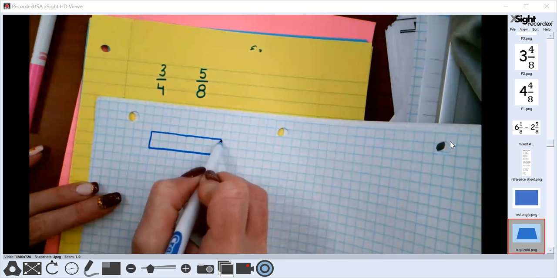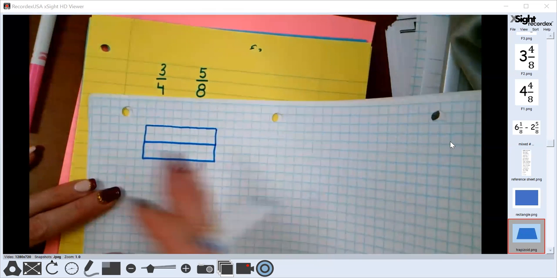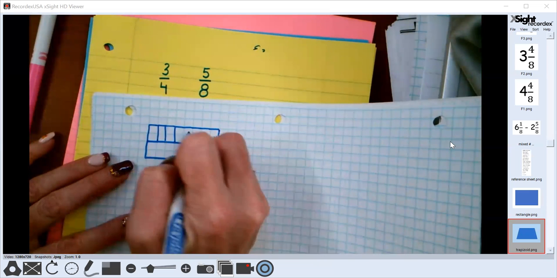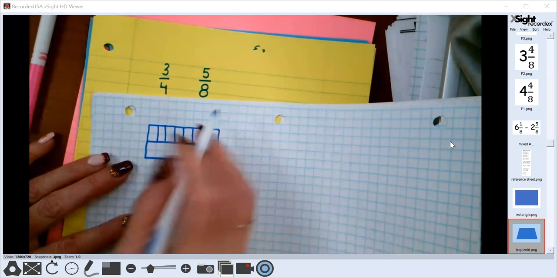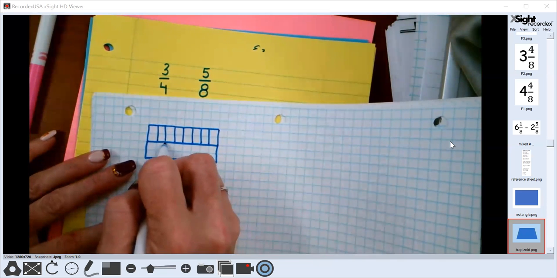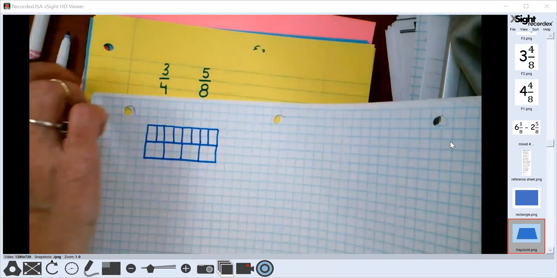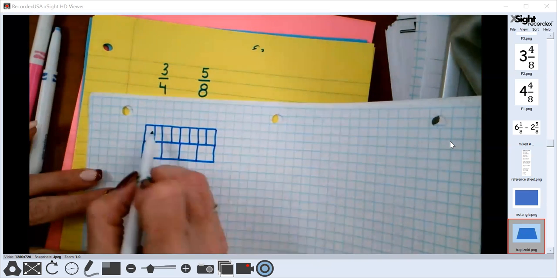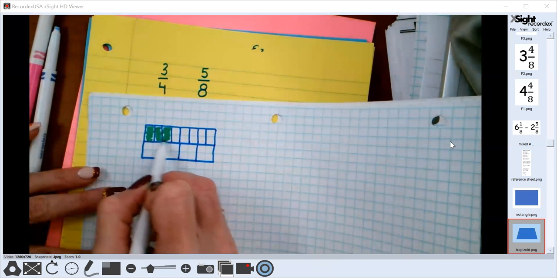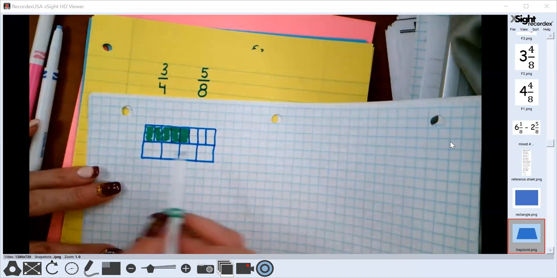All right, and I know that when I compare the other fraction to it, it has to be the same space equal. So 8, I'm going to split this in 8. 1, 2, 3, 4, 5, 6, 7, 8. And then this one I'm going to split in fourths, which means every other box. 1, 2, 3, 4. So now I could do 5/8, 1, 2, 3, 4, 5, or 3/4.